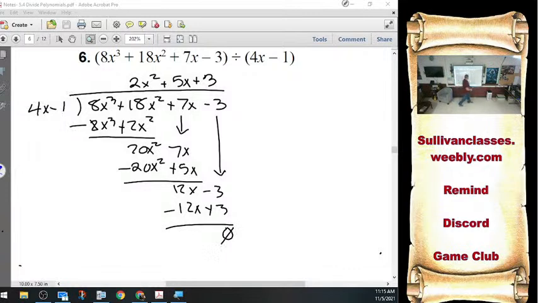Okay, this is what we did before. Let's write this out. 8, 18, 7, negative 3. The zeros of my divisor: set this equal to 0 and solve, and yes, it is 1/4.